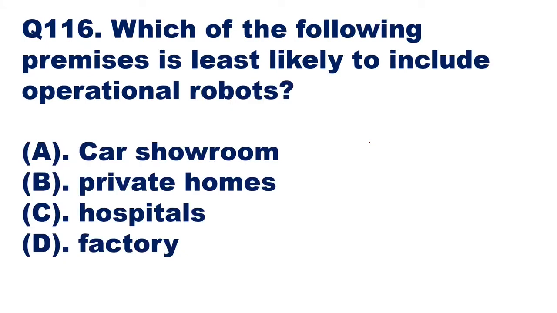Which of the following premises is least likely to include operational robots? So out of the given options, least means very less used. A car showroom can use robots. Private homes can use robots. Hospitals can use robots. Factories can use robots. But out of this, private homes will use it less. So private homes almost does not include operational robots, but even if it uses, it is using it very little as compared to car showroom, hospitals, and factories. So option B will be the right answer here, private homes.